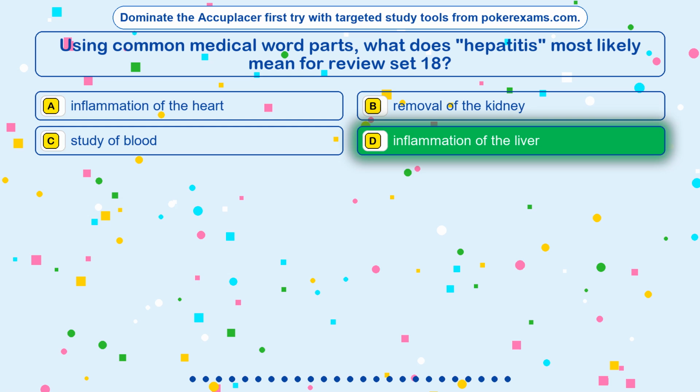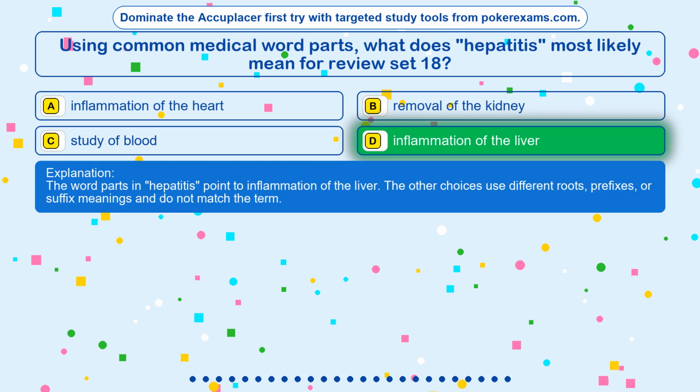The correct answer is option D, inflammation of the liver. The word parts in hepatitis point to inflammation of the liver. The other choices use different roots, prefixes, or suffix meanings and do not match the term.